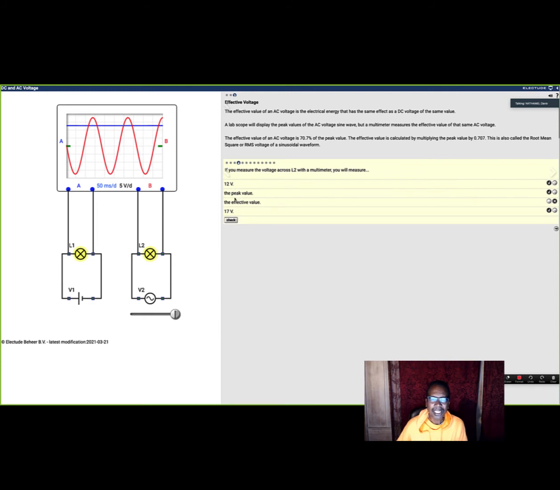How about the peak value? I would say no, and then the next one would be yes. The effective value, yes. And the last one will be no. We're good this time. You're right. We switch everyone.